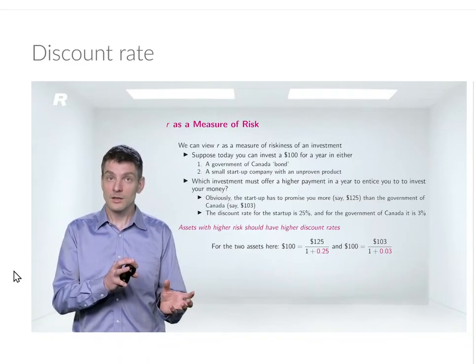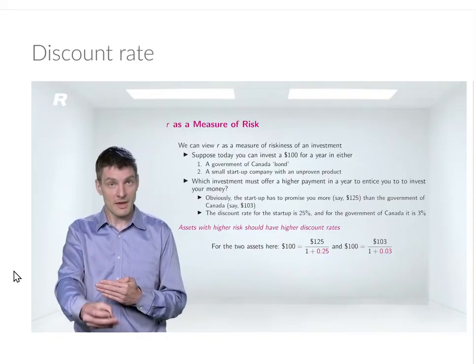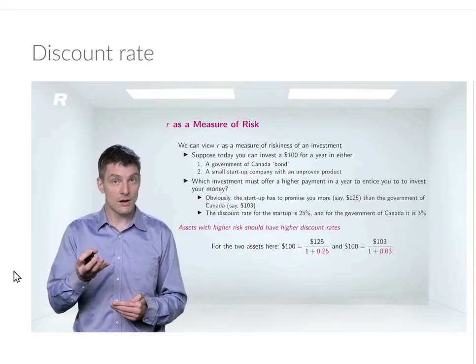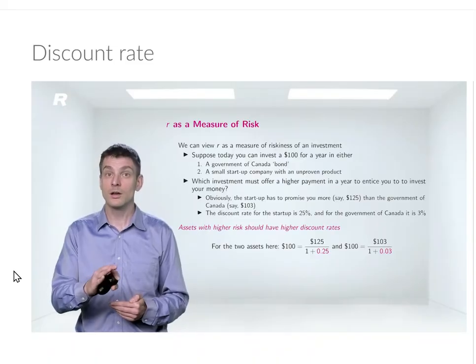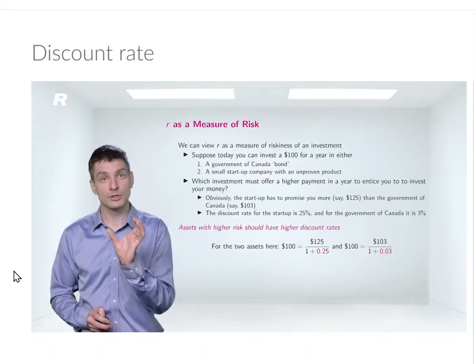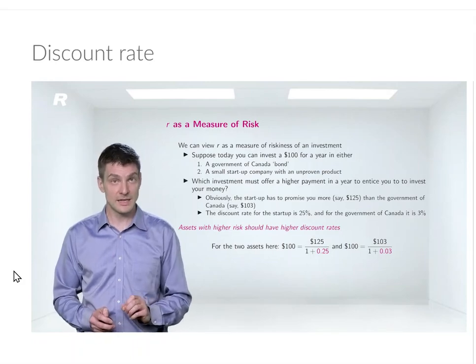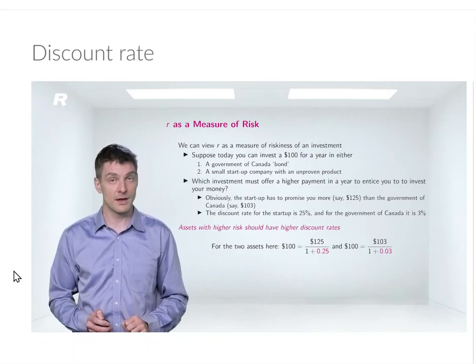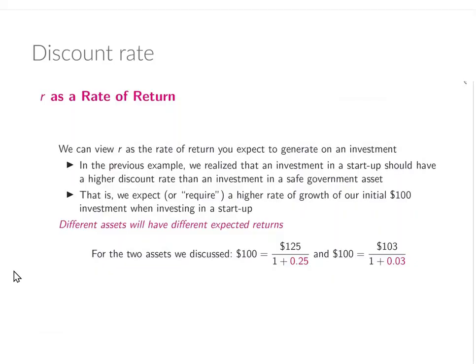So R is a measure of risk. Higher R, higher risk. Lower R, lower risk. That is the most important interpretation of the discount rate I want you to have in the back of your mind right now. But I'm going to give you a couple more.